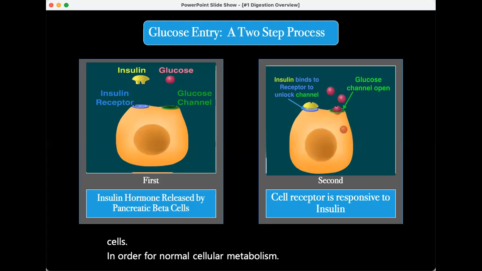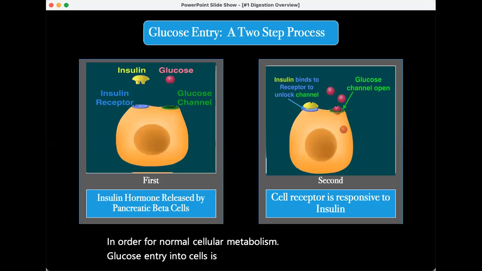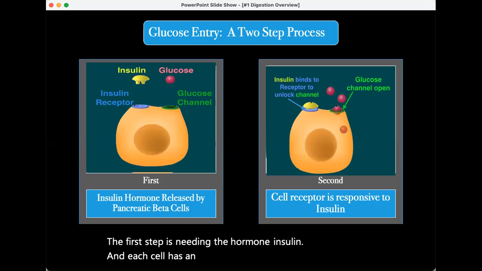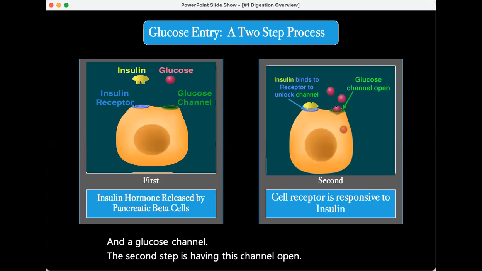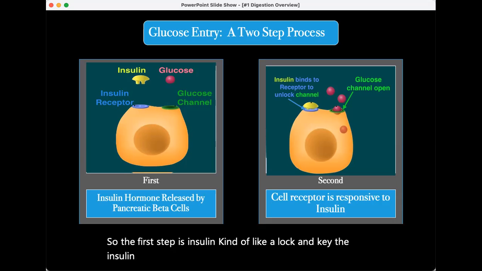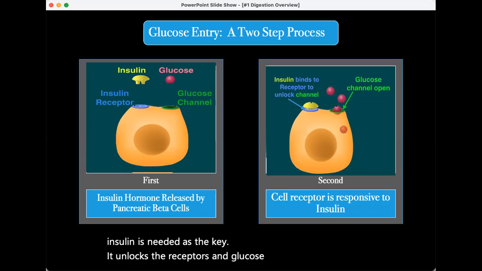Glucose entry into cells is actually a two-step process. The first step is needing the hormone insulin. Each cell has an insulin receptor and a glucose channel. The second step is having this channel open for glucose to enter into cells. So the first step is insulin, kind of like a lock and key. The insulin is needed as the key. It unlocks the receptors and glucose is allowed entry.